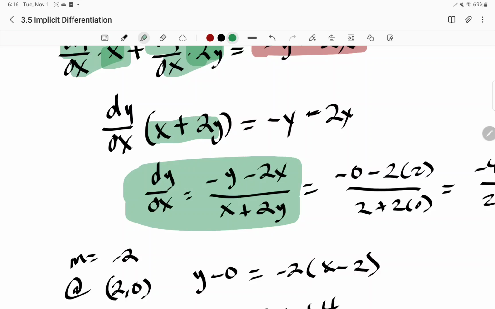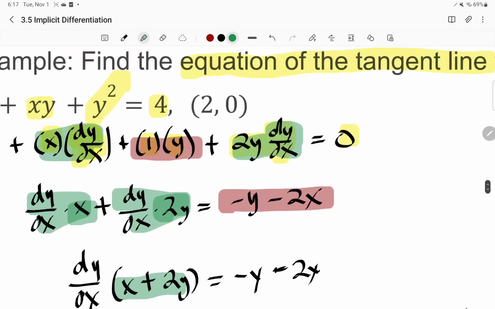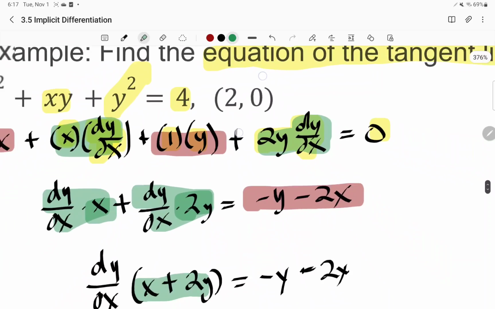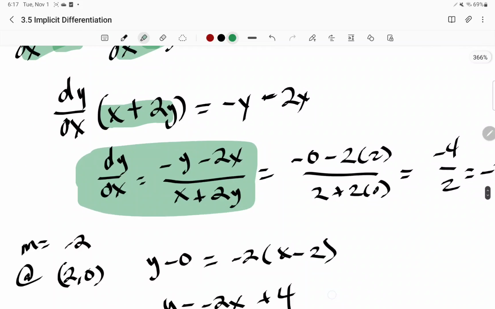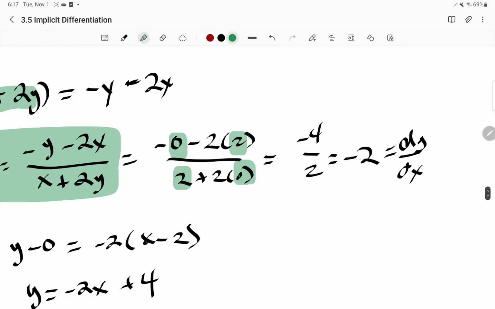Now at this point, we're going to go ahead and plug in those values. So x is 2, y is 0, so we're going to plug 0 in there for y, and then 2 in there for x, and when you simplify that down, you get just -2.